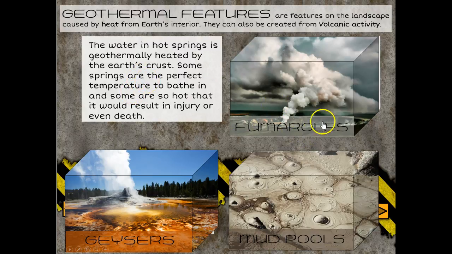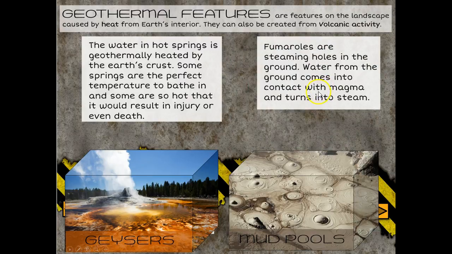The next one is called a fumarole. A fumarole is just basically steaming holes in the ground. In these steam holes, water from the ground comes into contact with magma and it immediately turns into steam. So if you've ever poured water into a really hot skillet, and all the steam comes up, that is kind of like a fumarole.